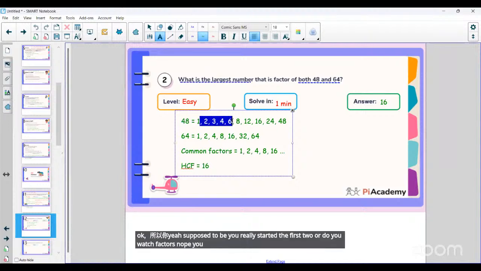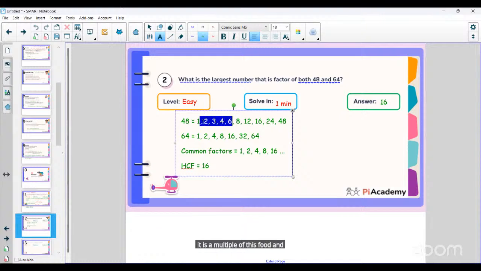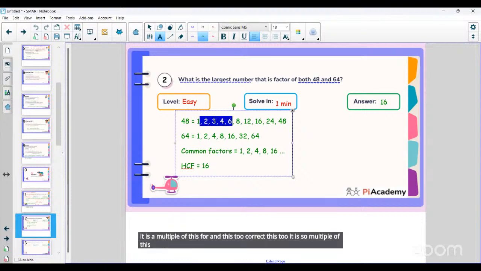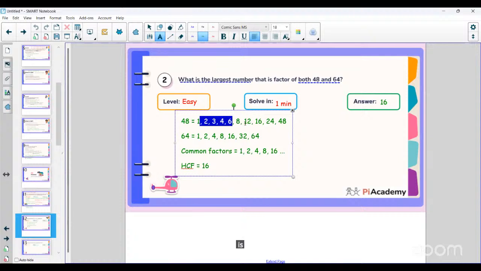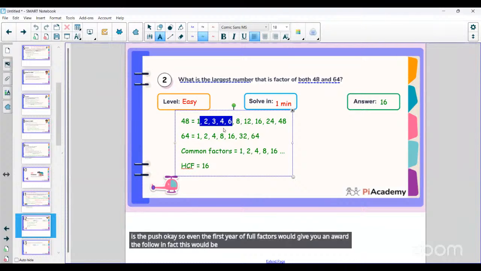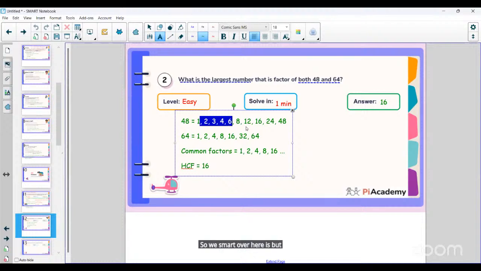Now if you look at this, 8 is a multiple of this 4 and this 2, correct? This 12 is a multiple of this 4 and this 3. This 16 is a multiple of this 4 square. Okay, so even the first 3 or 4 factors would give you a hint of what the following factors would be. So be smart over here as well. We should not be missing out any factor while listing, because eventually we are going to get an incorrect answer if we miss any potential.